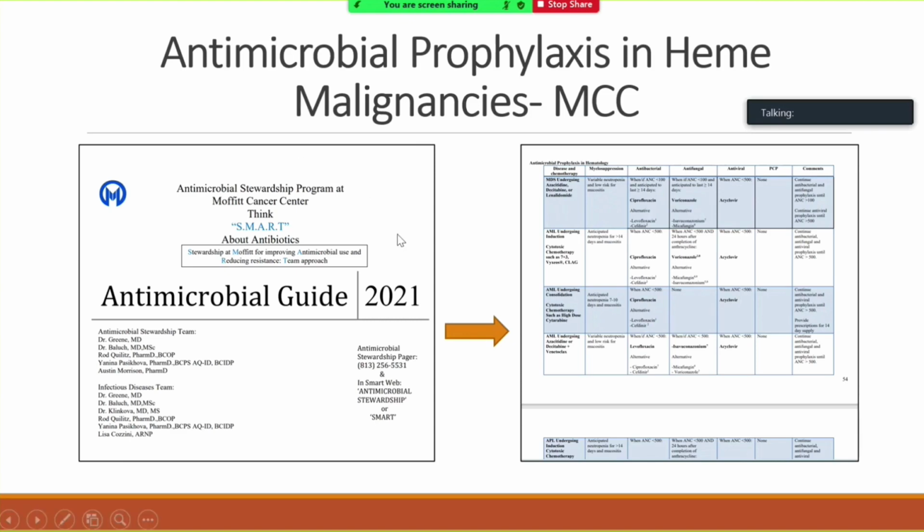One of the sections of this antimicrobial guide goes over in detail which prophylaxis you would use in patients with hematologic malignancies. Again, this goes by diagnosis, the regimens that the patient uses, and the recommended antimicrobial prophylaxis. Even though IDSA might tell you this is the standard recommendation, sometimes institutional guidelines might differ.